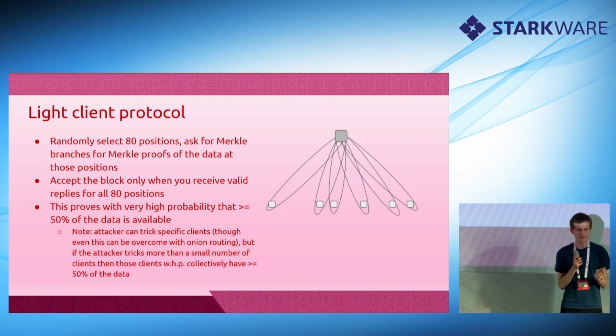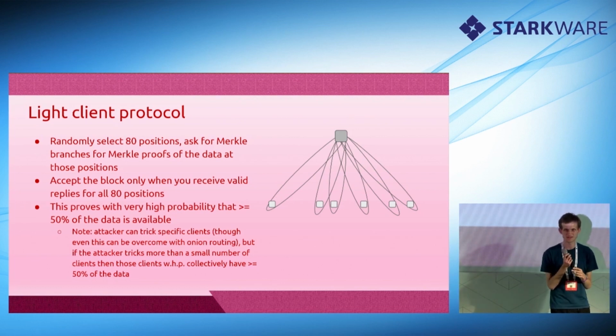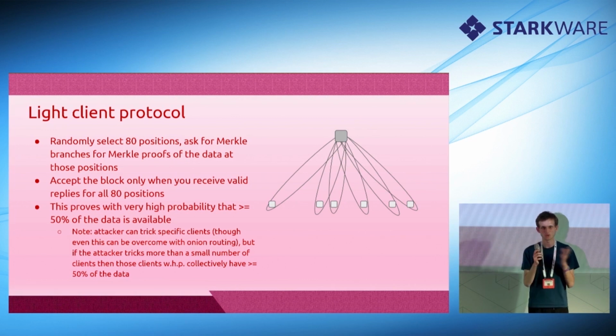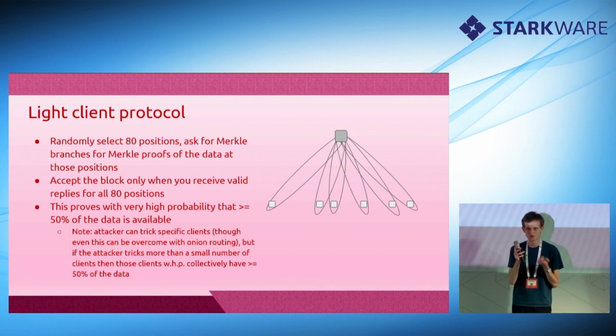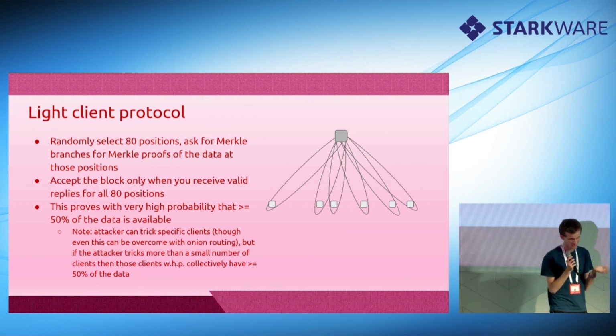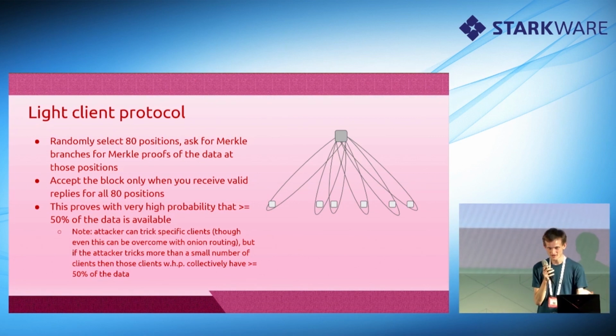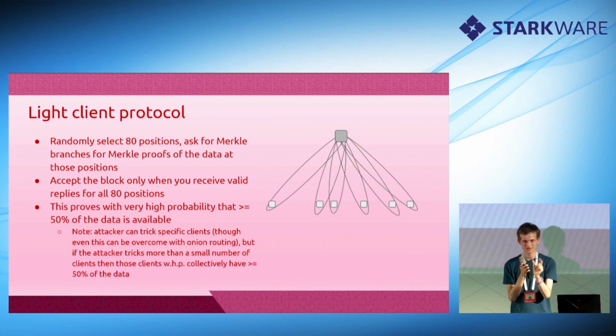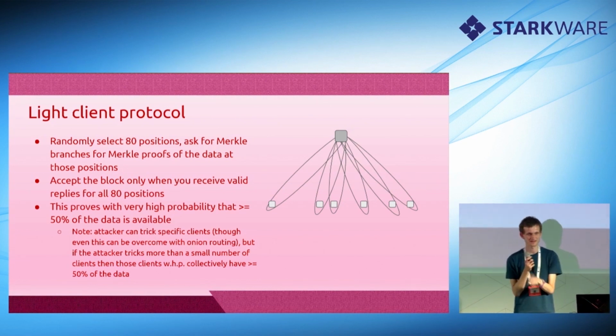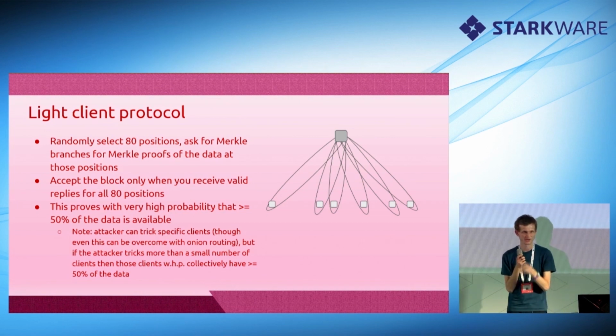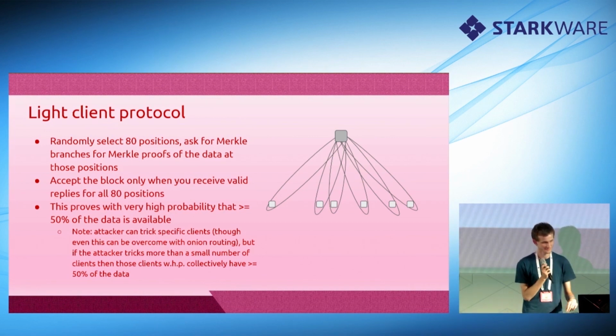And also, you can make it even harder to trick specific clients, by having all the clients make their queries with onion routing, so you don't know which queries to respond to in order to trick one specific client. So this is the light client protocol: just check 80 random positions, and you're probabilistically verifying that at least half the data is there. Problem: of course, what if the one position that the attacker has not published is an invalid transaction that gives themselves 91 bajillion coins?